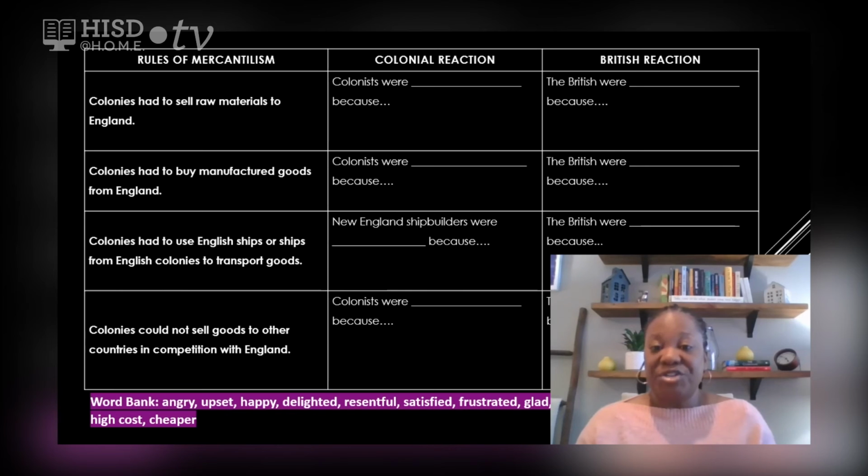And then the British reaction. The British were, well, of course, the British were pleased because all of that money is coming straight to them. All right. So I want you to take a few moments and complete the rest of this graphic organizer by yourself.